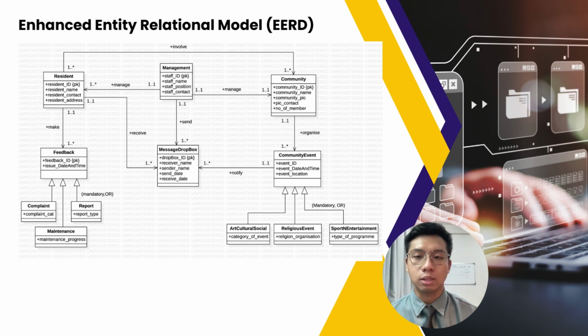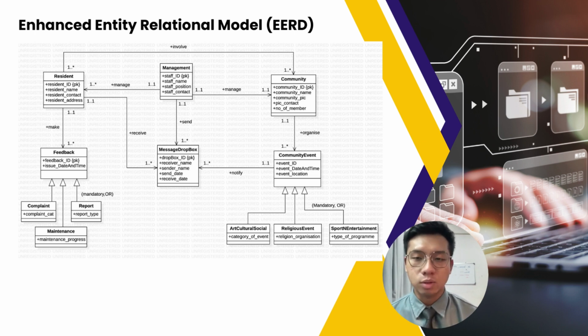Another class is residents. In the resident class, we can see the resident ID, which is the primary key, and also resident name, resident contact, and resident address. The residents can be involved in more than one community and also receive more than one message from the Dropbox. The management will manage the residents' data, and residents can give feedback to the management to make complaints, reports, and also maintenance requests through the feedback.